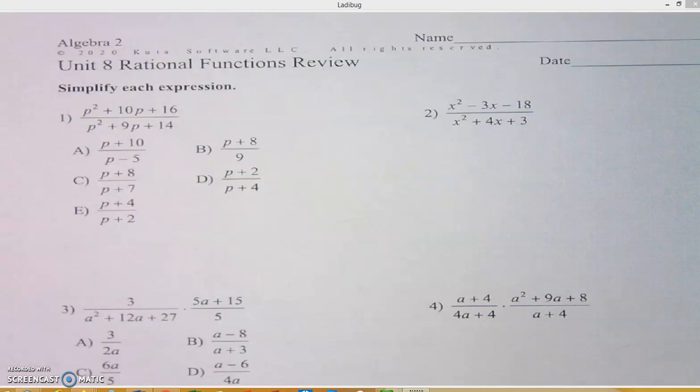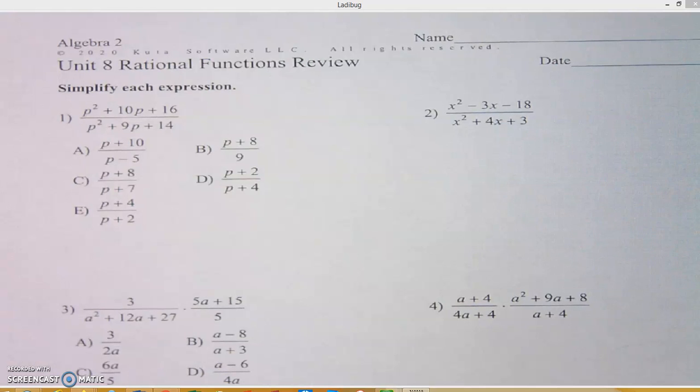This is the video for the Unit 8 Rational Functions Review. This is another version of the test that you're going to have. The left side of your paper is going to be multiple choice. The right side, you have to work out the problem and show your work to receive full credit. So I'm going to go back and forth between whether I do the multiple choice or not, but when I do the multiple choice, I will also be working that out.